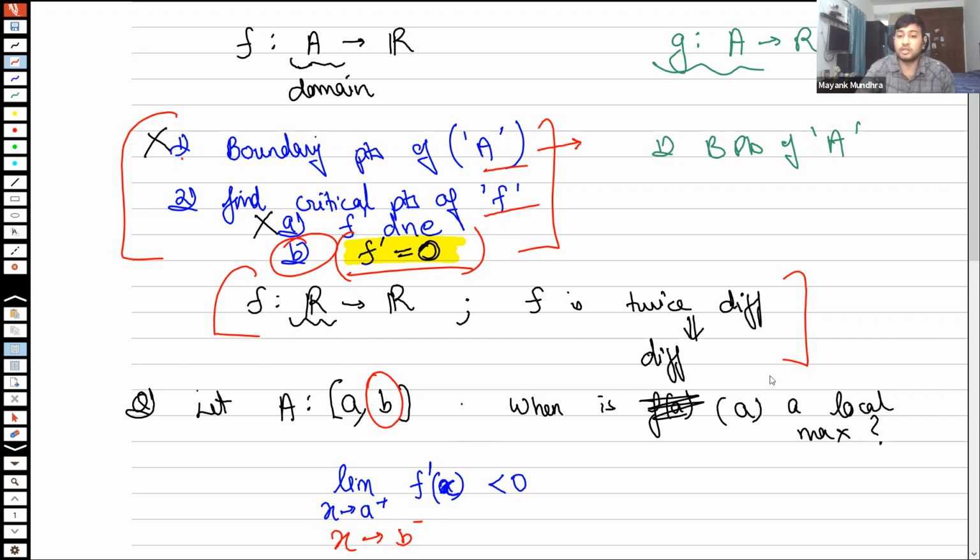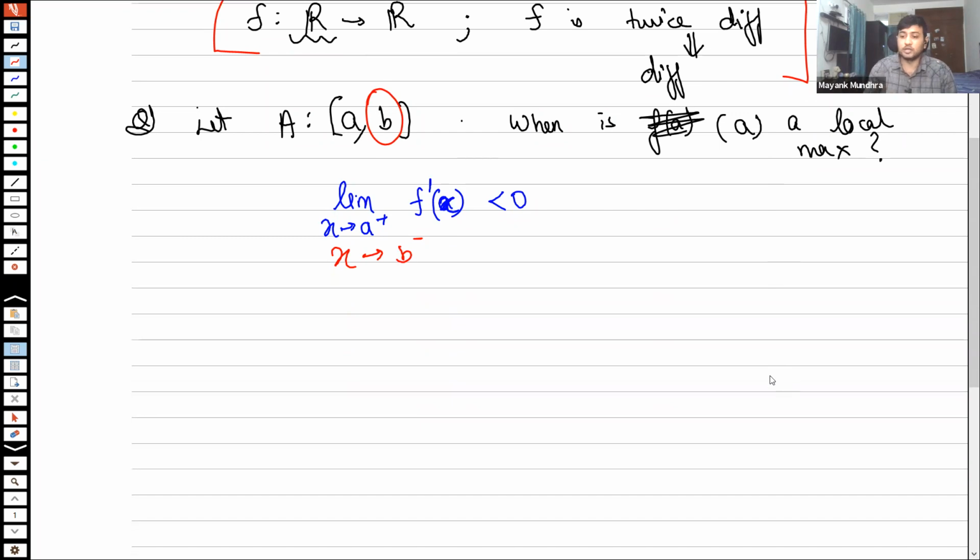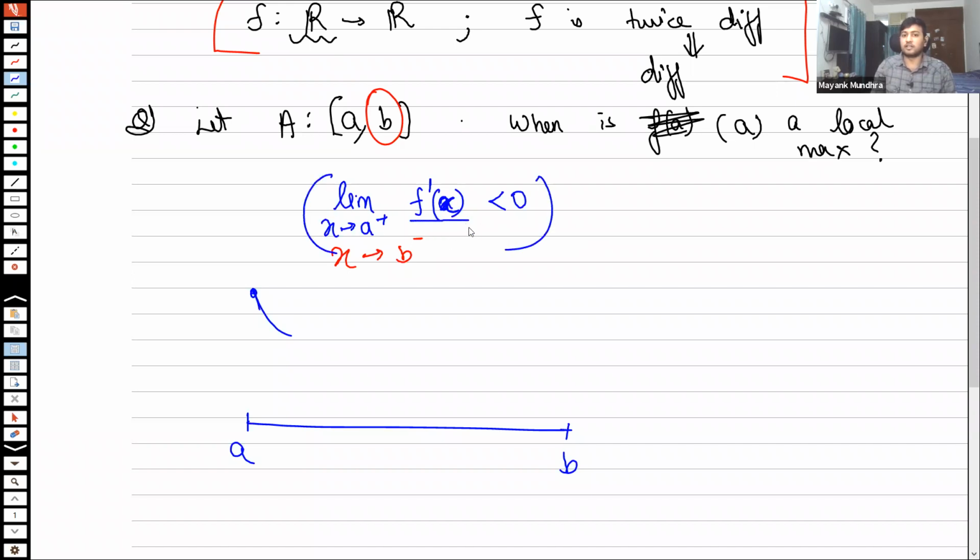When you get a question like this, it's always better to imagine a function. Let's say a function is defined on the set A to B. When is it a maxima? It will be a maxima when this function is reducing to the right of A. That's why we say this condition holds: f prime to the right of A is negative. So the function must be reducing to the right of A.